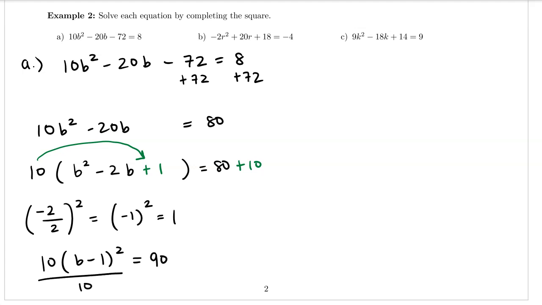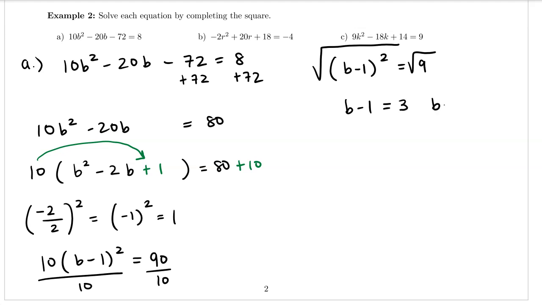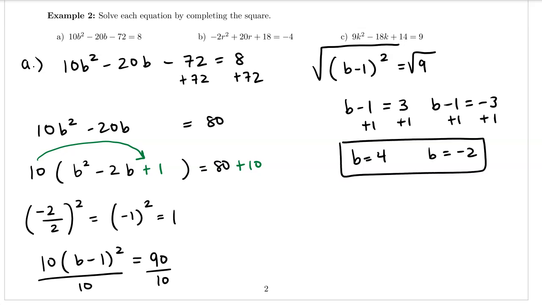From here, I can divide both sides by 10, and that's going to give me (b minus 1) squared is equal to 9. From here, I can take the square root of both sides, and that's going to give me b minus 1 is equal to 3, and b minus 1 is equal to negative 3. If I add 1 on both sides for both of these equations, then I'll get a solution of b equals 4, and my other solution will be b equals negative 2. So that is how you can solve a quadratic equation by completing the square.